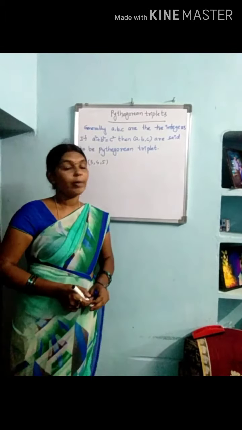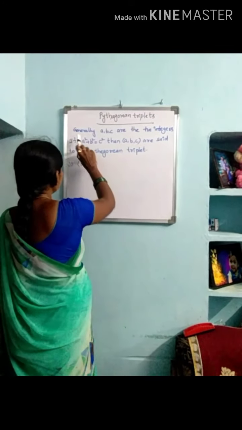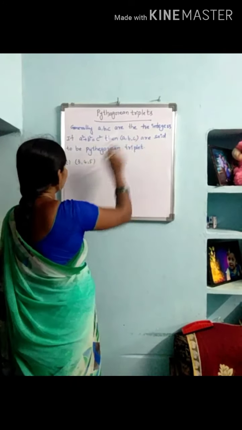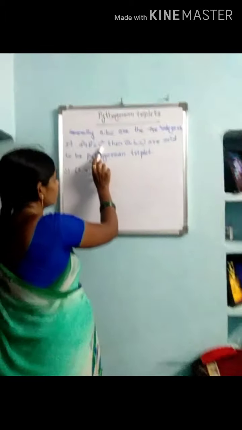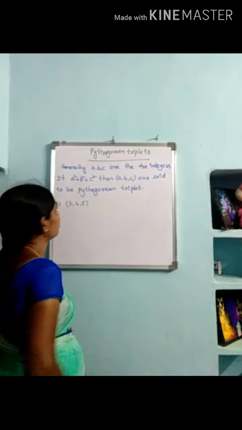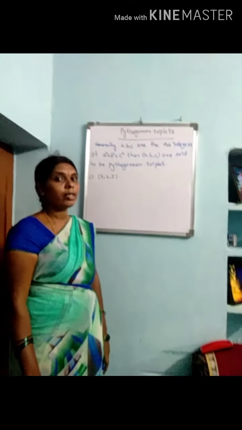Now the next topic, Pythagorean triplets. What is meant by a Pythagorean triplet? Generally, a, b, c are any three positive integers. If a squared plus b squared equals c squared, then a, b, c are said to be a Pythagorean triplet.